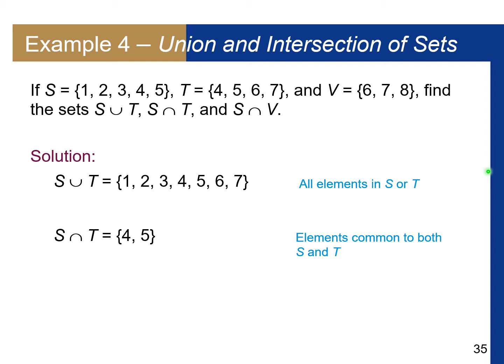And my intersection means what is both in S and in T. So here I have my 4 and my 5 that are in S, my 4 and 5 that are in T. They're in both, so there you go. And if I want to intersect S and V, I want to see what is the same in S, what is the same in V. I see nothing that is in both, so that would be the empty set symbol.